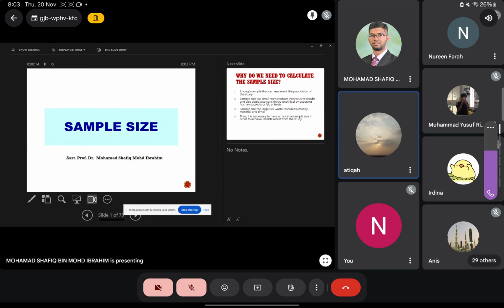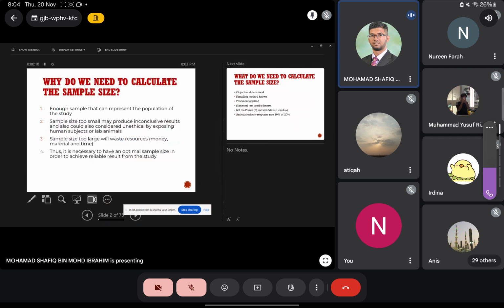Nampak dah tu? Okay, so basically why do we need to calculate the sample size? So it's enough sample that can represent the population of the study. Sample size too small may produce inconclusive result and also considered unethical by exposing human subjects or animals. And as well, sample size too large will waste resources, such as you don't need too many. So you just need a very optimal sample size in order to achieve reliable result from the study.